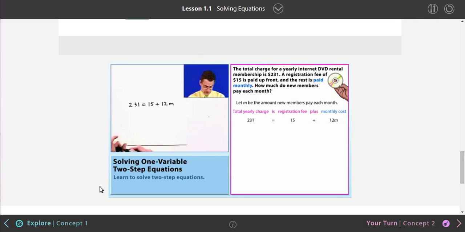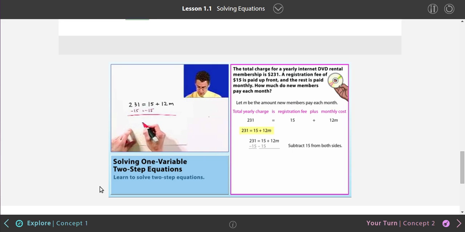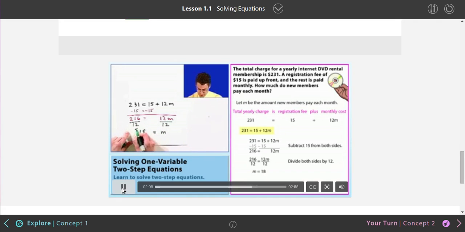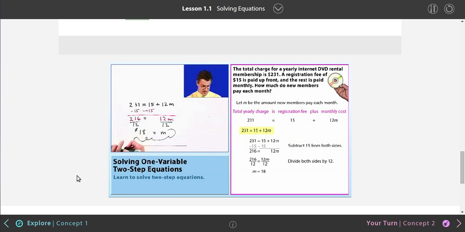Let's solve. So the first thing I would do is subtract 15 from both sides. And what I see is 216 equals 12M. Divide both sides by 12 to undo the multiplication by 12, and I see M all by itself equals 18. Units here are dollars, by the way. It's the amount of money. So it's $18 a month.